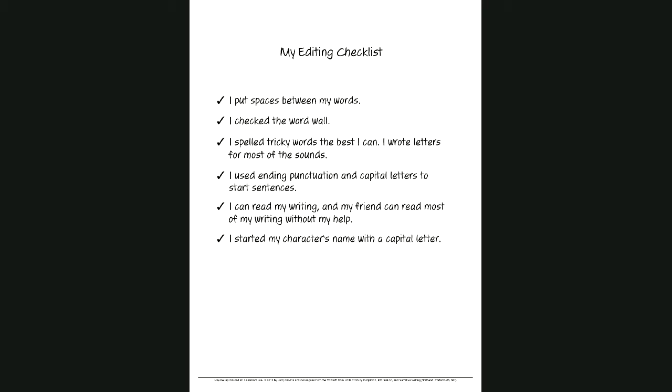Let me see if I can make this a little bigger. Okay. So some things we look for when we're editing. We want to make sure that we have spaces between our words so that they're easy to read. We check the word wall, make sure that our word wall words are spelled correctly. And I shared a copy of the word wall with you too, so you can look on that. I spelled tricky words the best that I can, and I wrote the letters for most of the sounds.